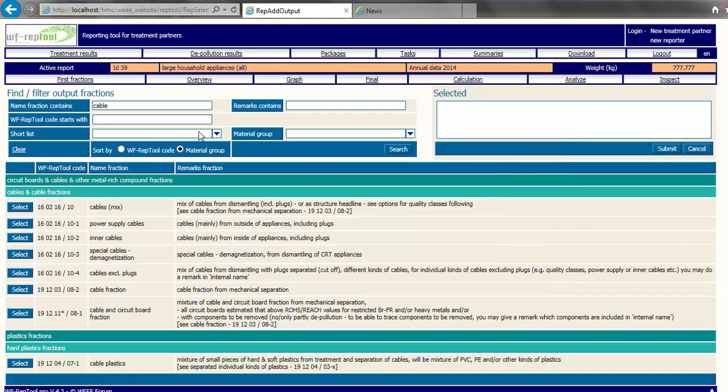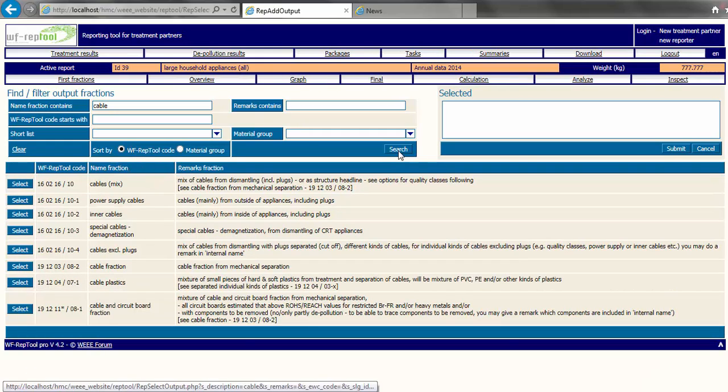Below this scroll down, you will find a sort by option, by which you decide the order in which you will find the options for the output fractions. The default setting is sort by material group, but you may also decide to see the output fractions in the order of the RepTool codes. I personally prefer this option of sorting fractions, as it will show me the fractions in the order of the treatment chain. Check it for iron.